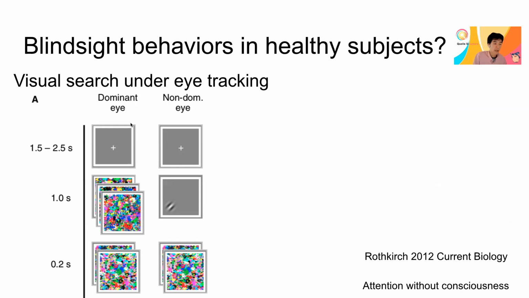Here, what they did was a visual search for an object. The target of the search is drawn here. It's an oriented Gabor patch tilted to the right. This was presented to the non-dominant eye. Let's say if your dominant eye is the right eye, then this is going to be the left eye. And on the dominant eye, they presented continuous flash suppression.